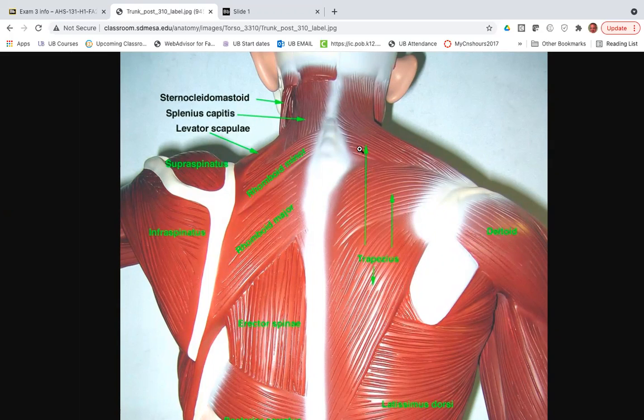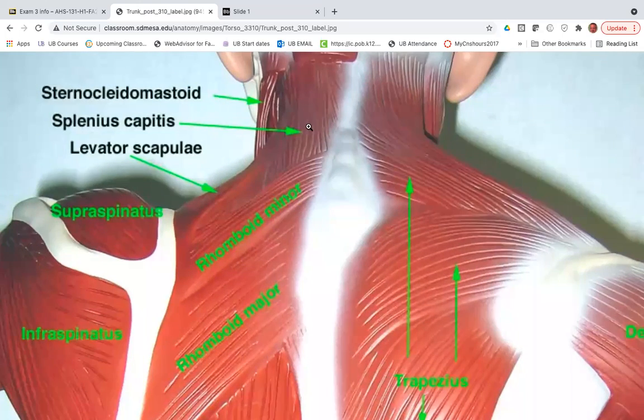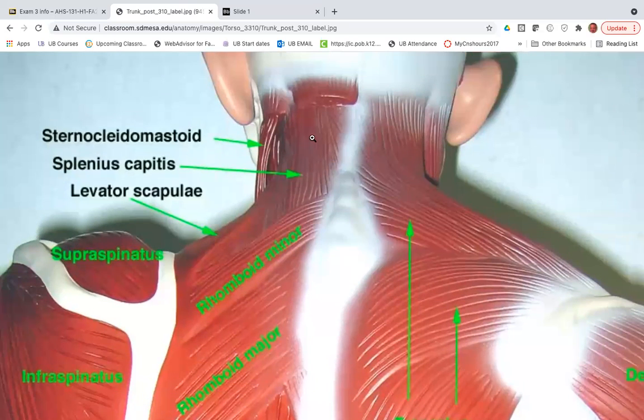Now we take the trapezius, we deflect it back, and that's where we see the splenius capitis, right here. That's the splenius capitis.